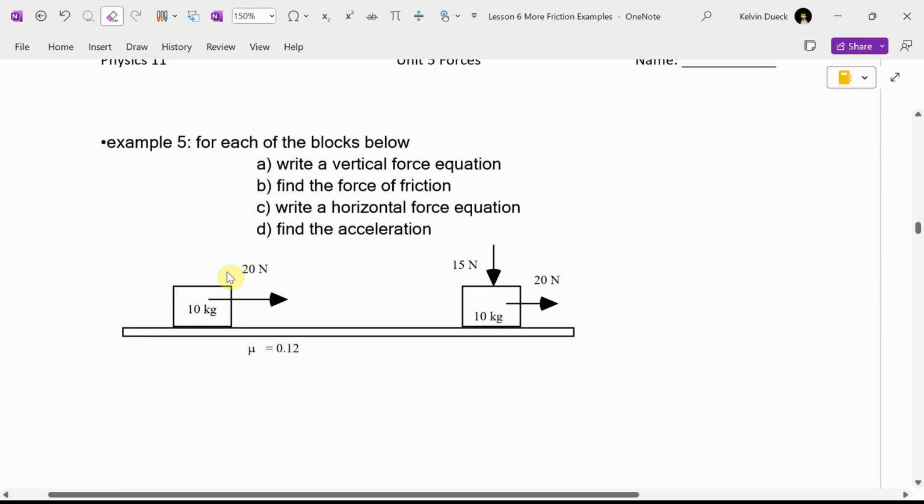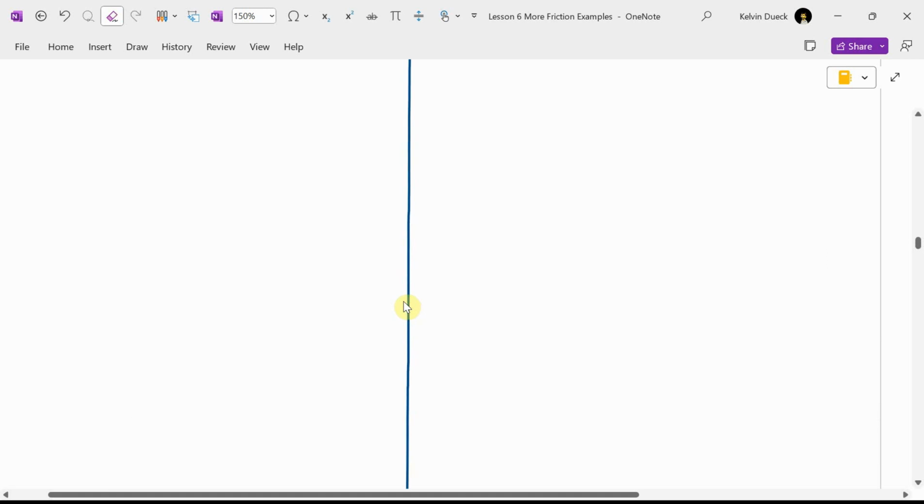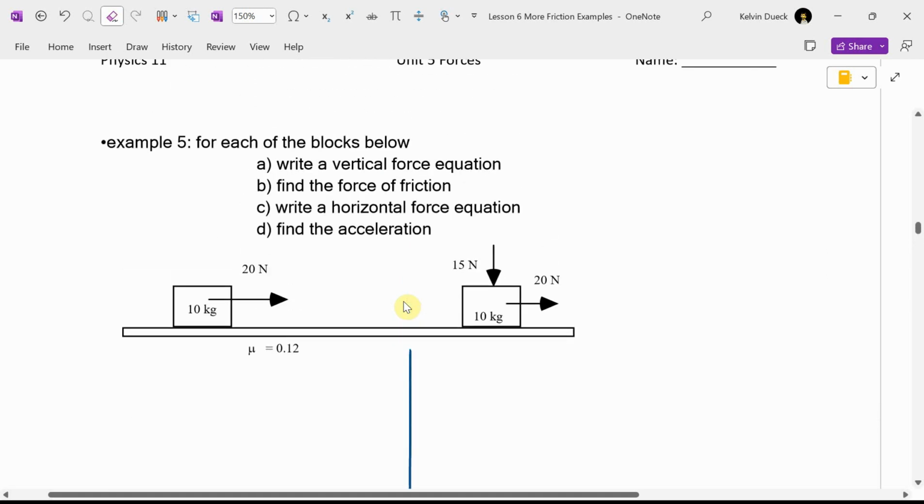How much more time have I got? We'll probably finish with example 5 here, and then we'll continue next class. It says for each of the blocks below, write a vertical force equation, find the force of friction, write a horizontal force equation, find the acceleration. You know what? I think we can just draw a line down the middle of the page, and we'll do these simultaneously. That's the fancy phrase for at the same time. I think before we start, though, you know what we should probably do before we dive on in? What might this be a good job for?